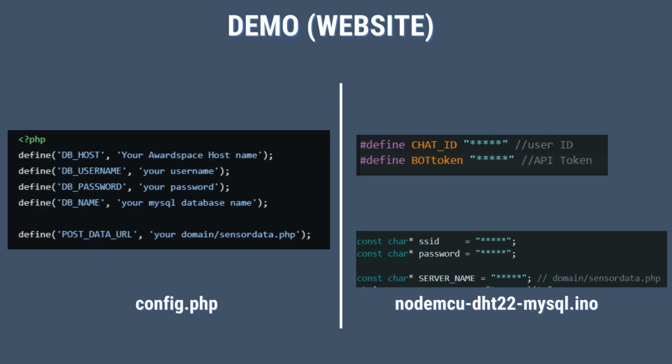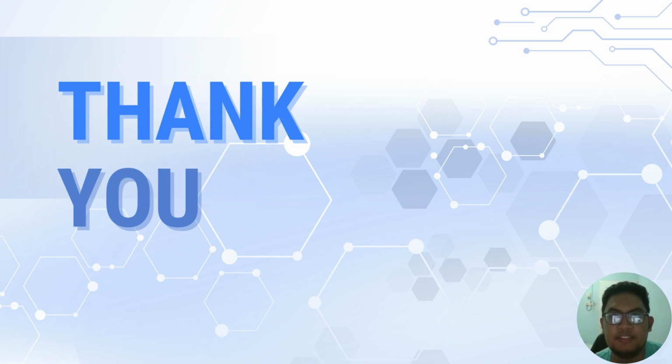Don't forget to change the database credentials in the config.php, and also in the ino file, set your chat ID, which is your Telegram user ID, and the bot token API that you got from BotFather. And also change your Wi-Fi credentials and the server name slash sensordata.php. That's all from me.